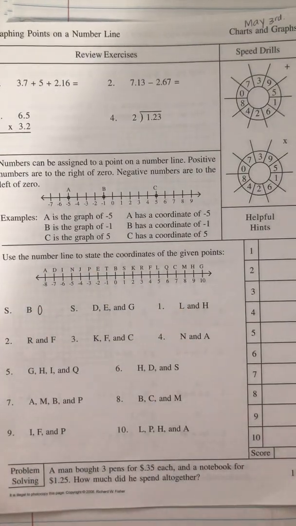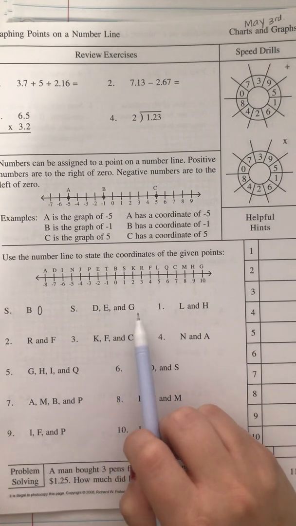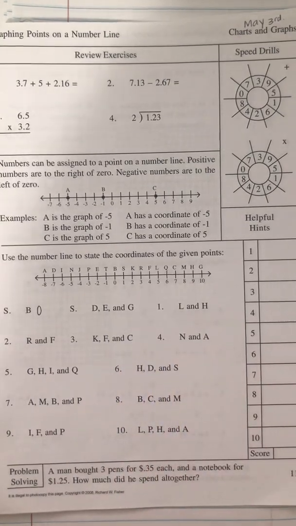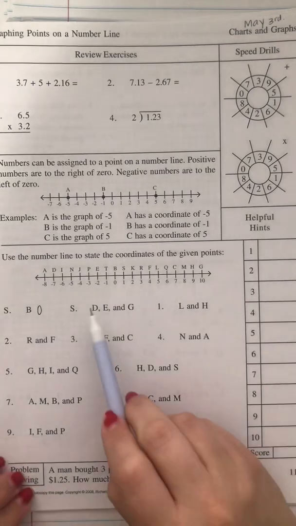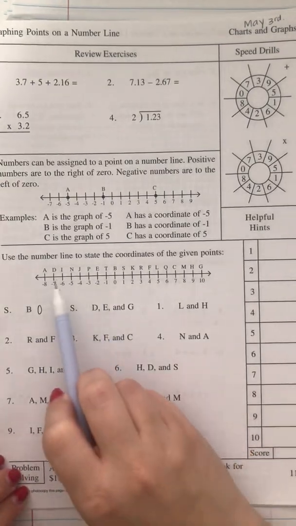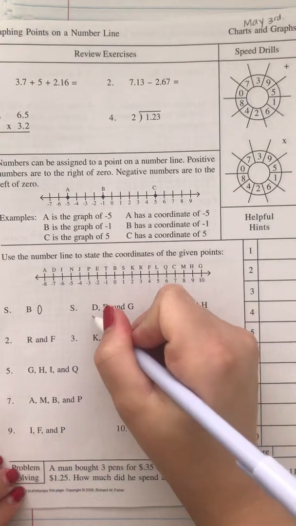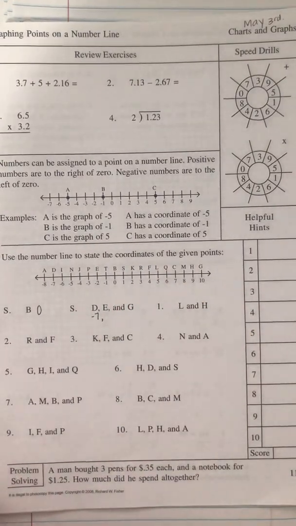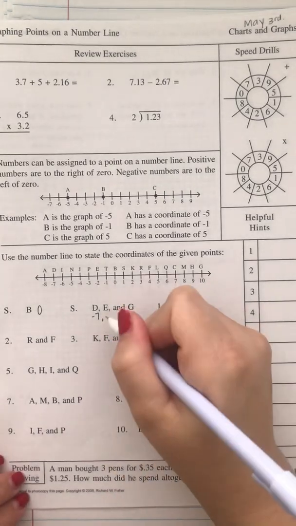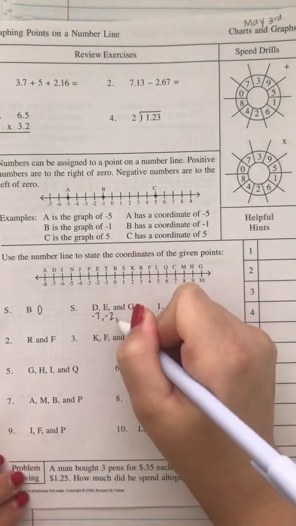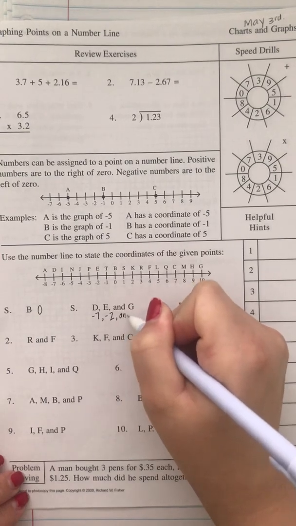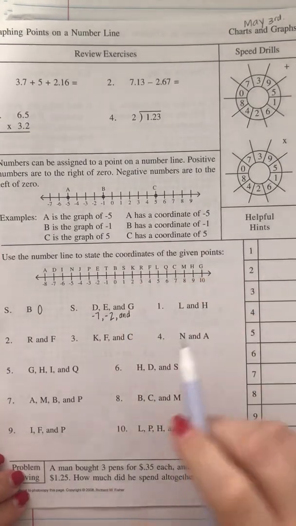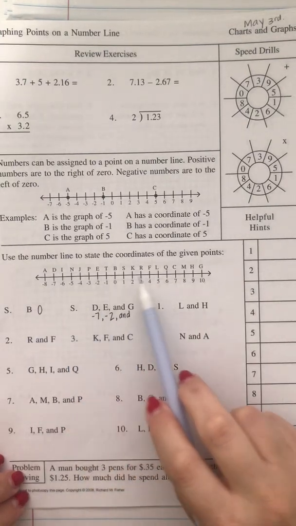Then for our second sample, it wants us to use the number line to state the coordinates of D, E, and G. So some of them may give you 1, some 2, some 3, some 4. So first we find D. We can see that D is on -7, easy enough. We're going to separate them by a comma to make it a little neater. E is on -2. And G is on, let's find G, see how they're not in order, 10.